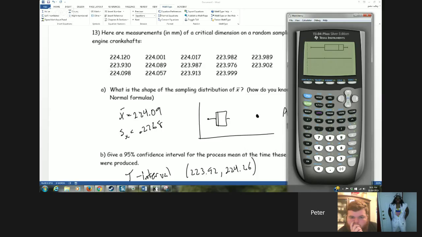Whatever picture you get, just say it's approximately normal. Our class is an intro-level statistics course. I am not trying to confuse you by having you draw some weird picture where the correct answer is, it's not normal, so I can't do anything. That's not what I want. I want you to sketch it, say it's approximately normal, and move on.